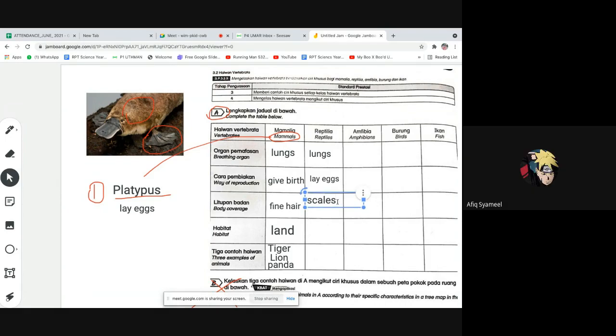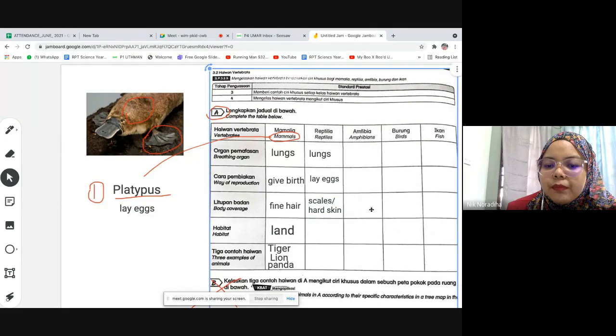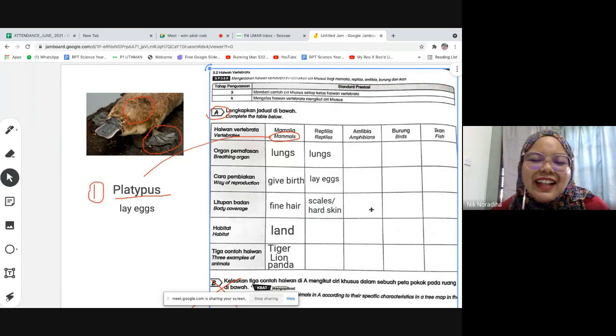And crocodile is... What's the difference between alligator and crocodile? One of them is small and one of them is big. Okay, but they are still under the same group.